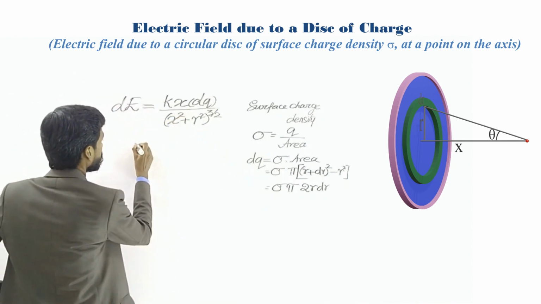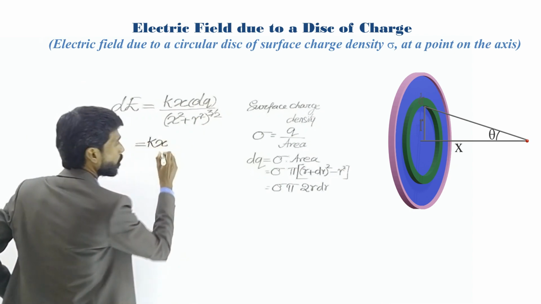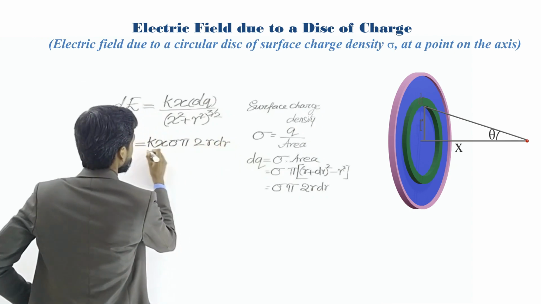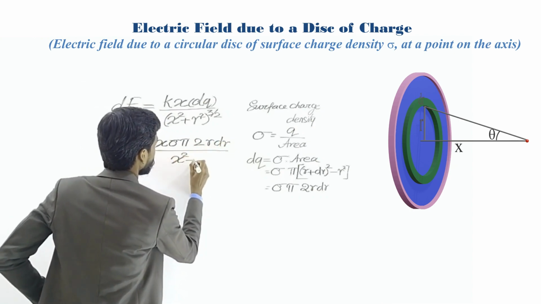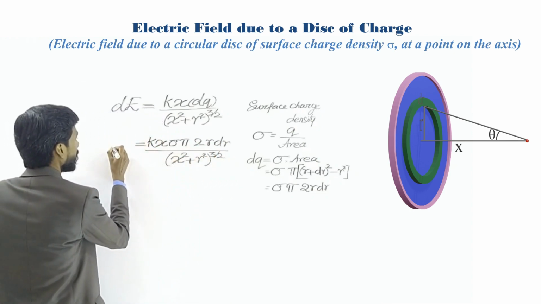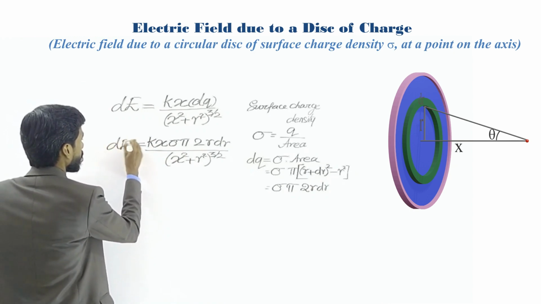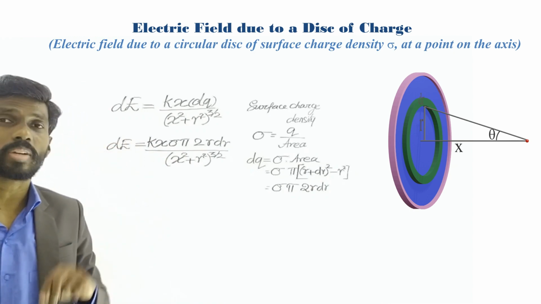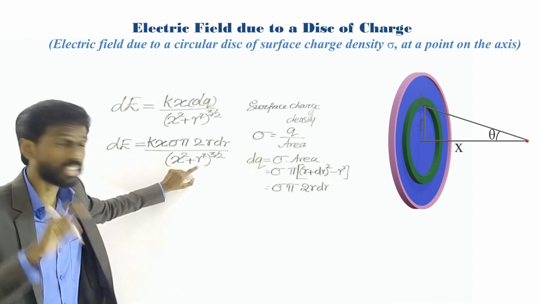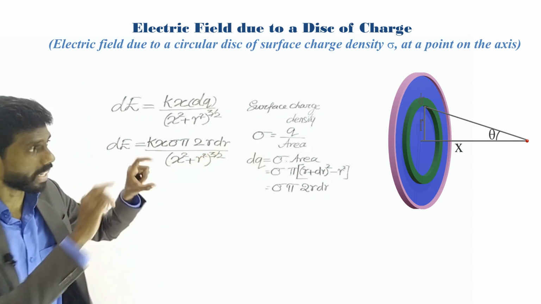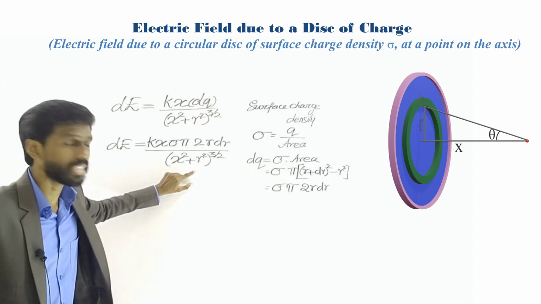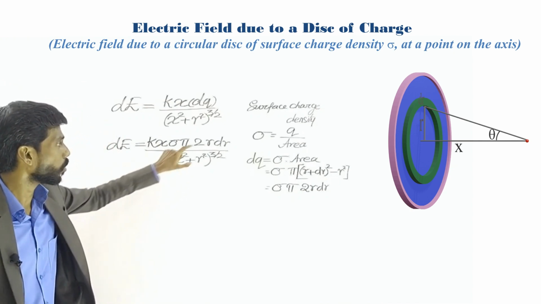So this will be simply kx dq. So dq is sigma pi 2r dr divided by x squared plus r squared to the power 3 by 2. That is dE. Now we have to do the integration to get the value of E. Remember, here x is a constant and r is a variable, because the radius of that ring is not fixed. If you increase the length, that will cover the entire disk. So r is the variable and x is a constant.